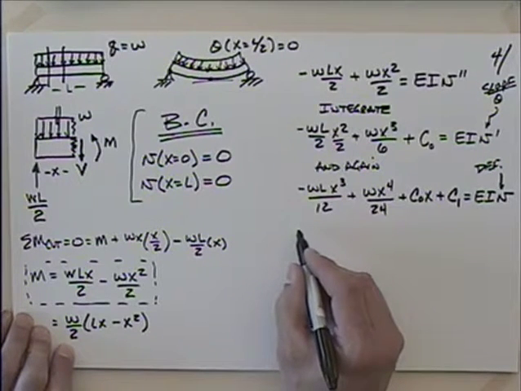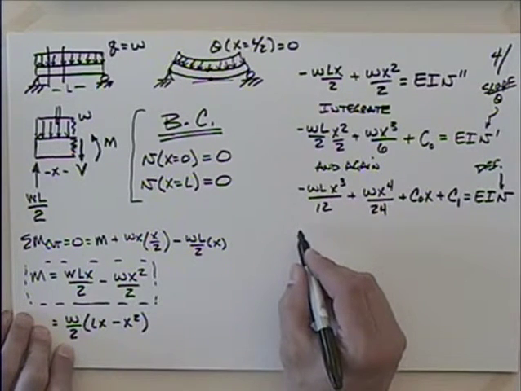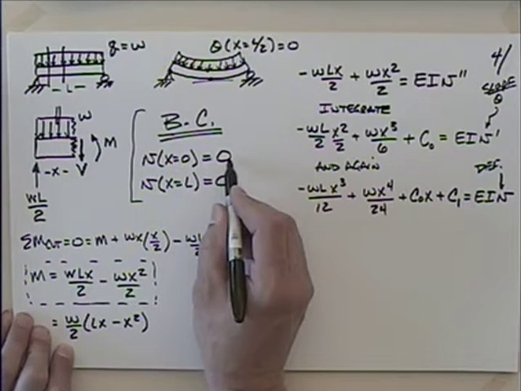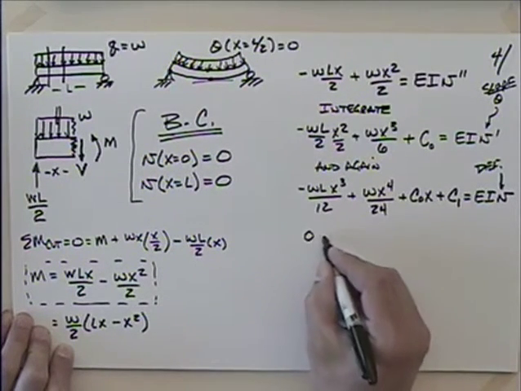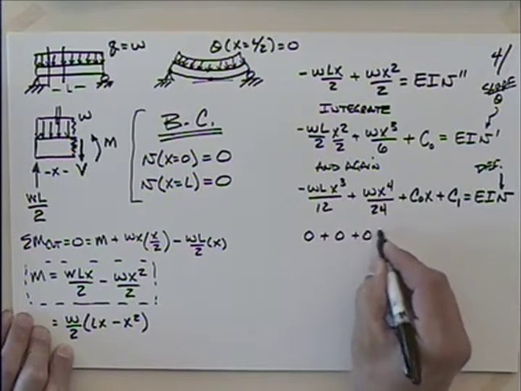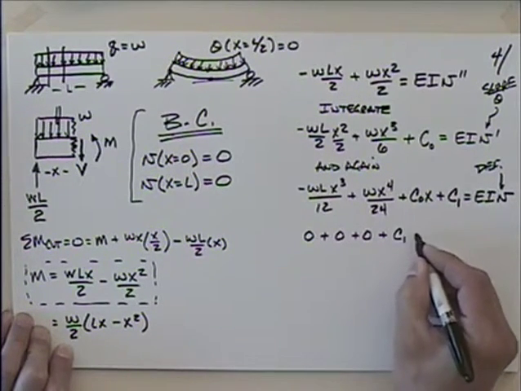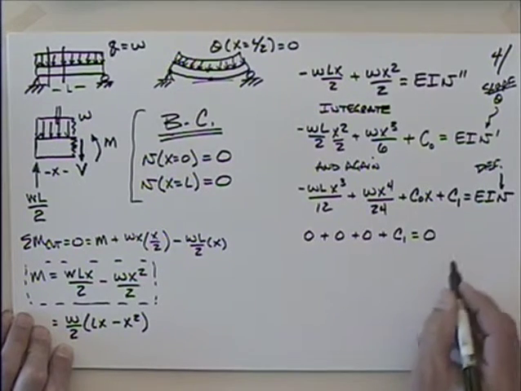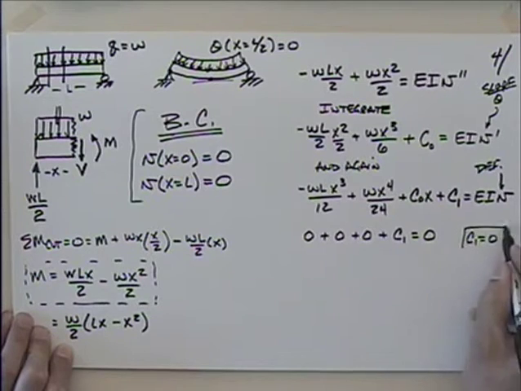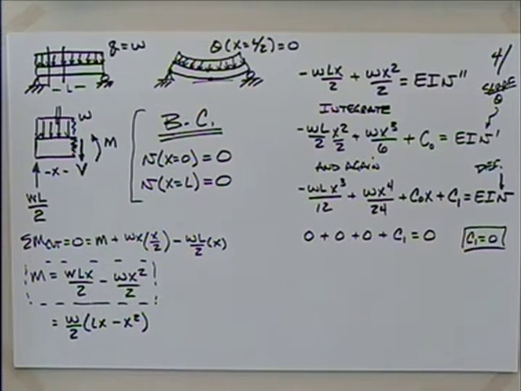So I put in the first boundary condition. I like this one because at x equals 0, we have 0 deflection, so I have 0 plus 0 plus 0 plus C1 is equal to 0, right? So we recognize that C1 is equal to 0.